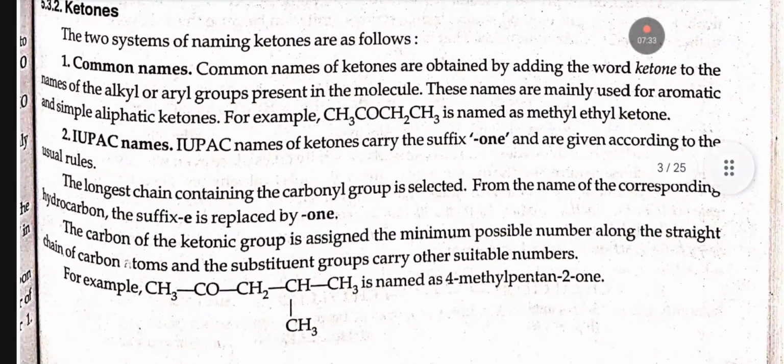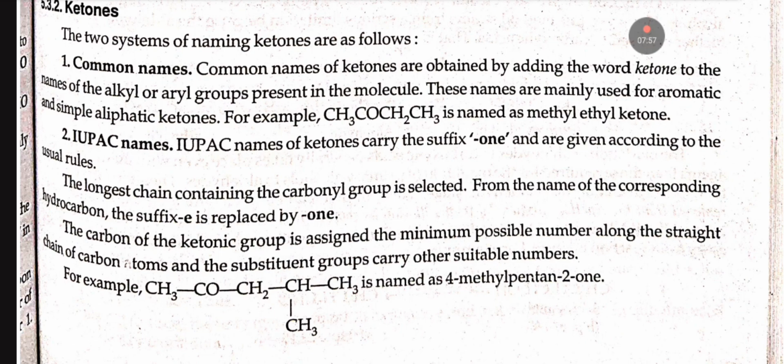Ketones. Common names of ketones are obtained by adding the word ketone to the names of the alkyl or aryl groups present in the molecule. These names are mainly used for aromatic and simple aliphatic ketones. For example, CH3COCH2CH3 is named as methyl ethyl ketone.